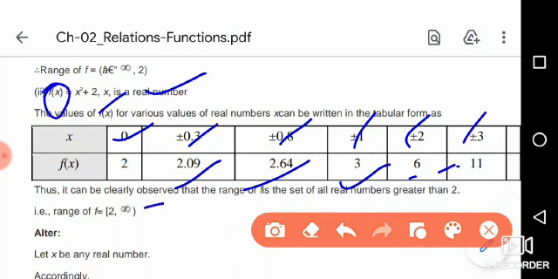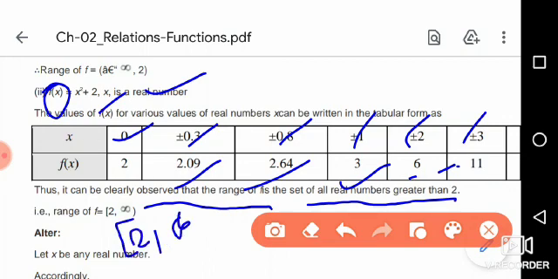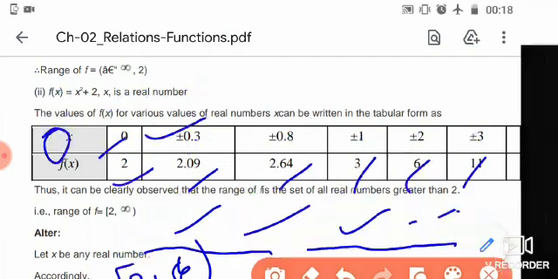Thus, it can be clearly observed that the range is the set of all real numbers greater than or equal to 2. Therefore, we can write it as a closed interval on the left side and an open interval on the right side, that is 2 comma infinity. Therefore, the range of the given function f of x equal to x square plus 2 is 2 comma infinity.